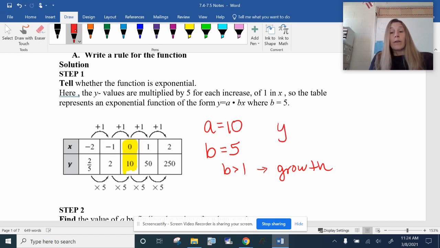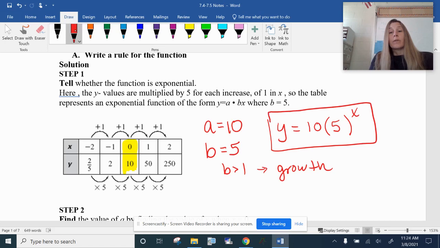So now let's write that function. Y equals the a, which is 10, multiplied by the b value raised to the power of x. So this would be our function rule here for this exponential growth function.